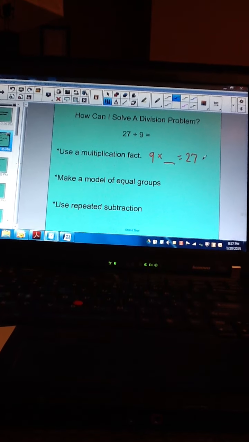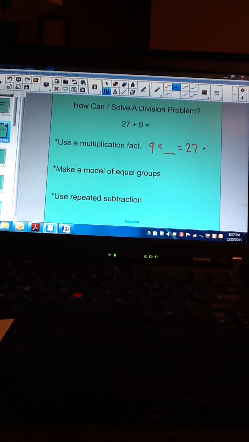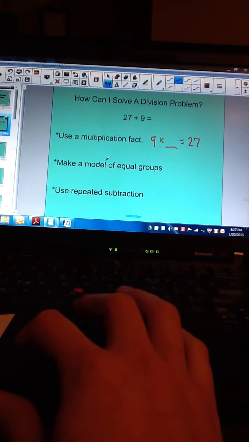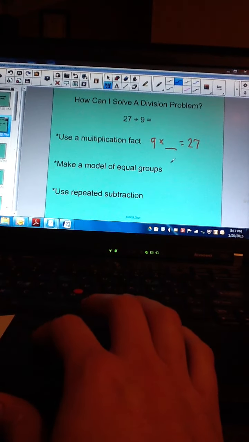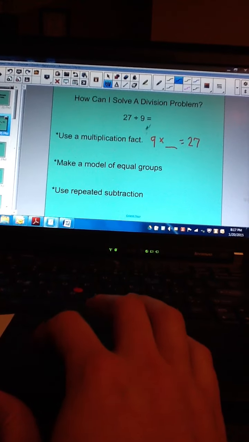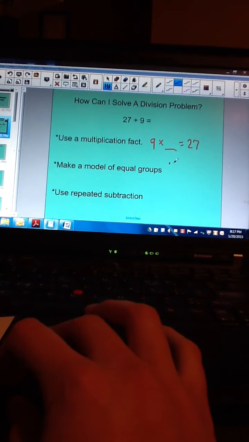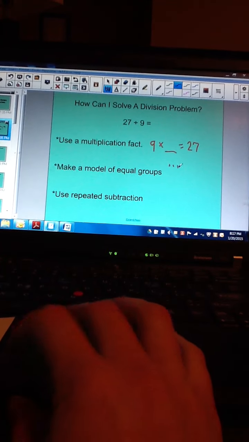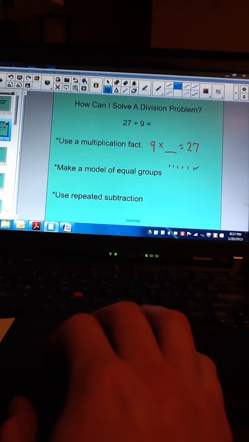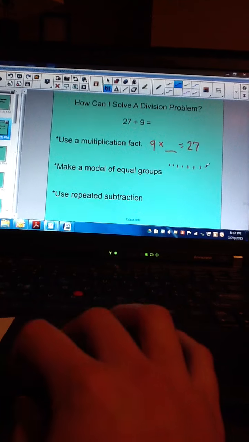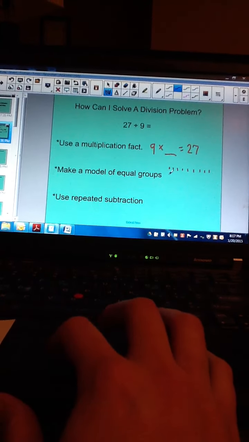If I still didn't know, or if I didn't like that strategy and I didn't want to use a multiplication fact, then I could make a model of equal groups. I could do this using an area model or an array. I could do this by putting 9 in each row, 2, 3, 4, 5, 6, 7, 8, 9, and continuing until I got to 27.